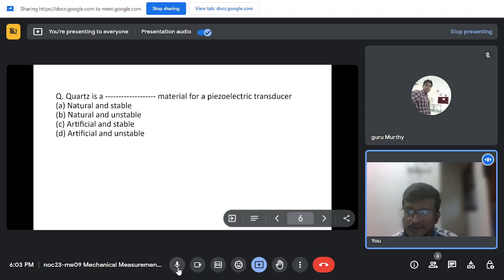Moving on to the next question: quartz is a dash type of material for a piezoelectric transducer. A. Natural and stable, B. Natural and unstable, C. Artificial and stable, D. Artificial and unstable. So what type of crystal is quartz? For piezoelectric, we have multiple types of crystals, out of which quartz is one. So they are asking which type of material.